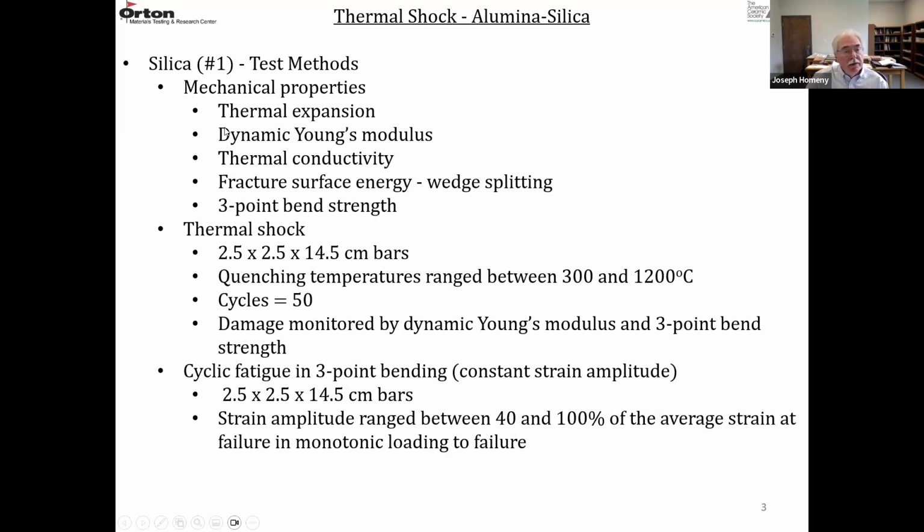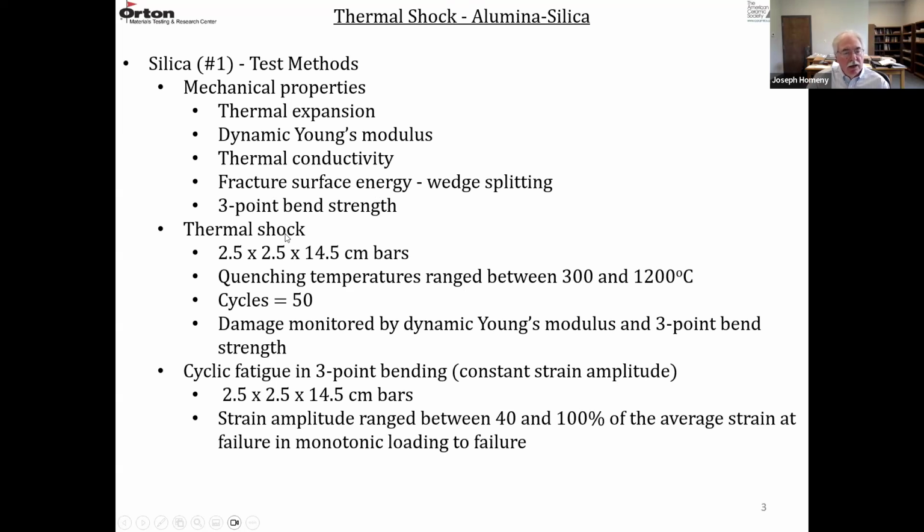And what they tested for mechanical properties, they measured thermal expansion, Young's modulus by dynamic technique, thermal conductivity, and they measured the fracture surface energy. And this is the work of fracture by a wedge splitting technique. And they measured the strength in 3-point bending.